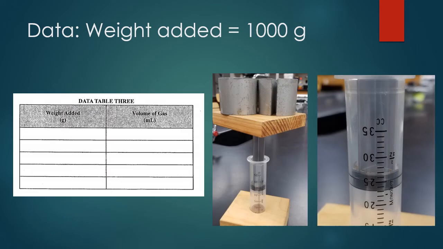Next, I put on another weight. So we have 500 plus 500 for a total of 1,000 grams. Okay, so we're looking at this third row here. At 1,000 grams, what is the volume of the gas now? Remember, we're reading from this line down here.